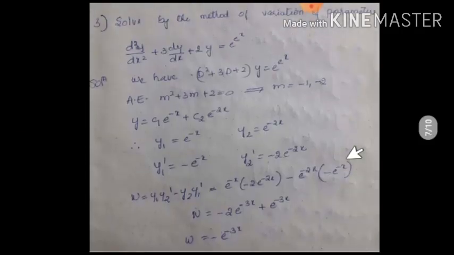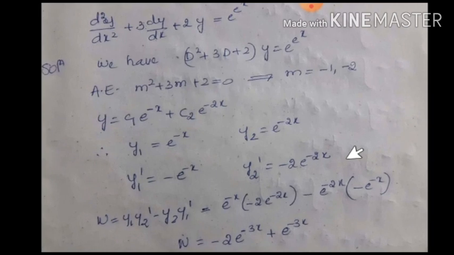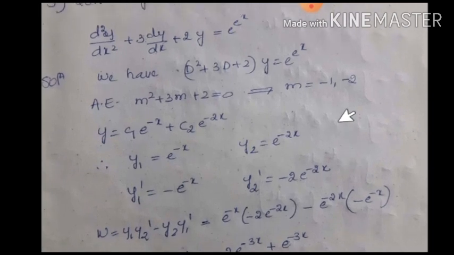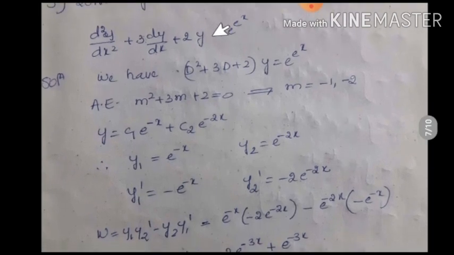So let me take one more problem. See, you are only getting different types of right hand side functions. Here it is e to the power of x.